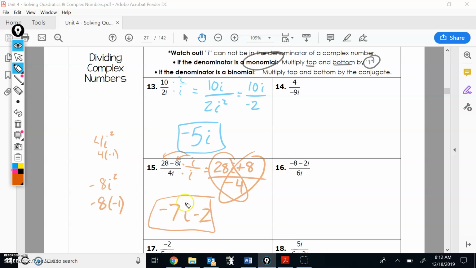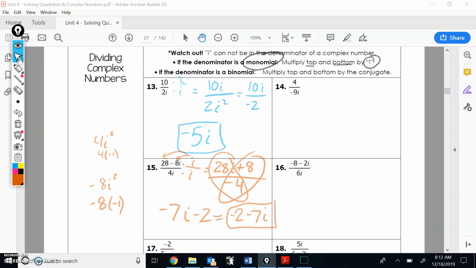There is a mistake here. Think about what mistake I wrote. The mistake here is that I did not put this into standard form. So you need to write it backwards, putting the real part first and then the imaginary part. Good catch if you caught that before I went on.